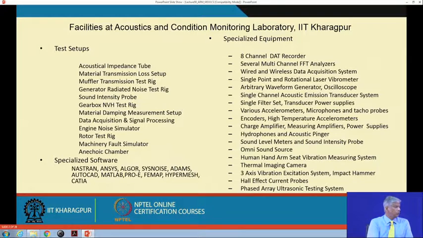So, it is a full-fledged acoustics, vibration and condition monitoring lab, and I can proudly boast that perhaps this lab is the only lab in India amongst academic institutes which has all the equipment for CBM, for noise and vibration measurements, for signal processing, and so on.